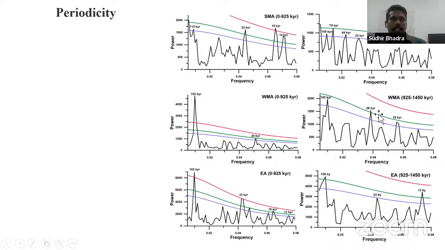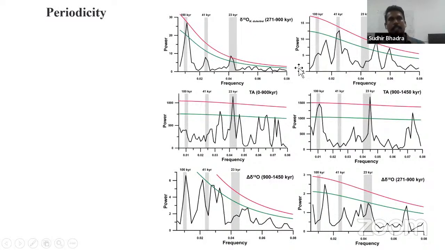So what I was saying is that probably the 41 kilo to 100 kilo cyclicity transition occurred a little earlier than in the Bay of Bengal, and not at what is suggested as the MPT boundary. So for that, we might need a longer record to know that.